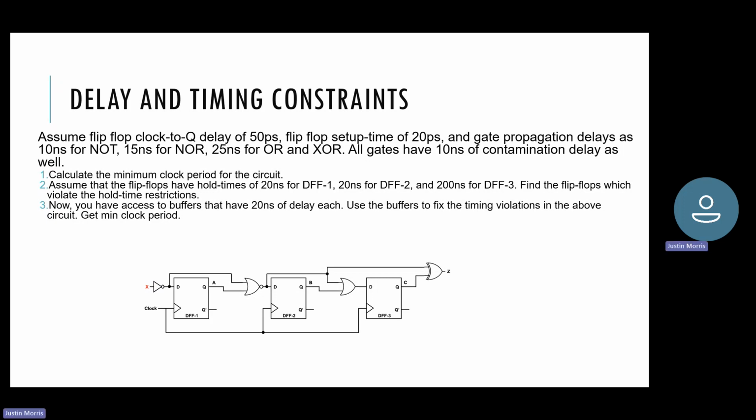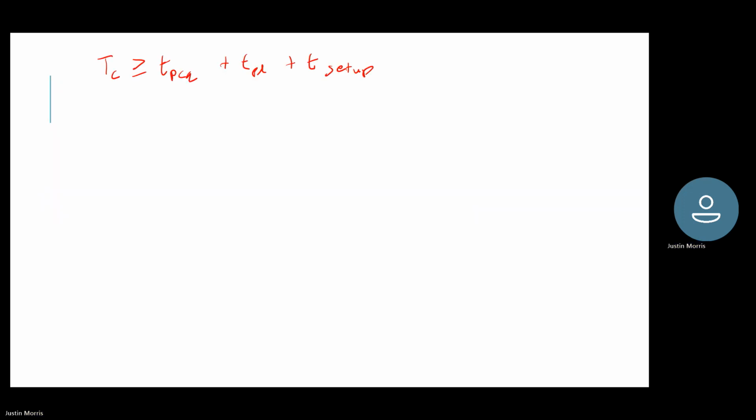First part, calculate the minimum clock period for the circuits. So which equation are we using? Setup time. Yep. Just as a reminder, I wrote it on the next slide. My cycle time has to be greater than or equal to the propagation clock-to-Q delay of the flip-flop, the propagation delay of the circuits, and then the setup time. So this and this are the same flip-flops.